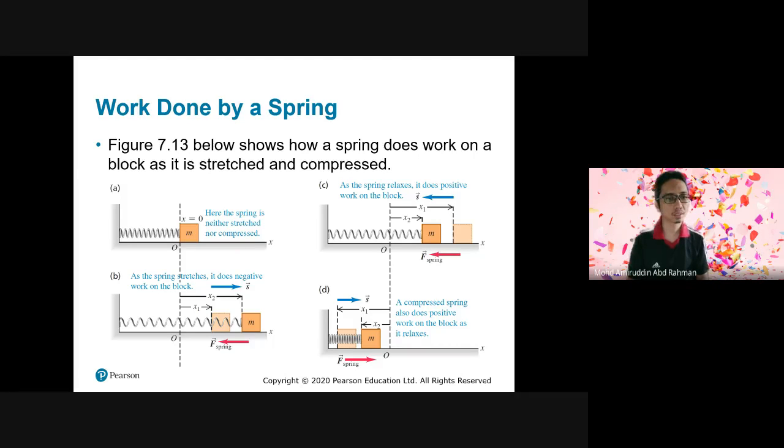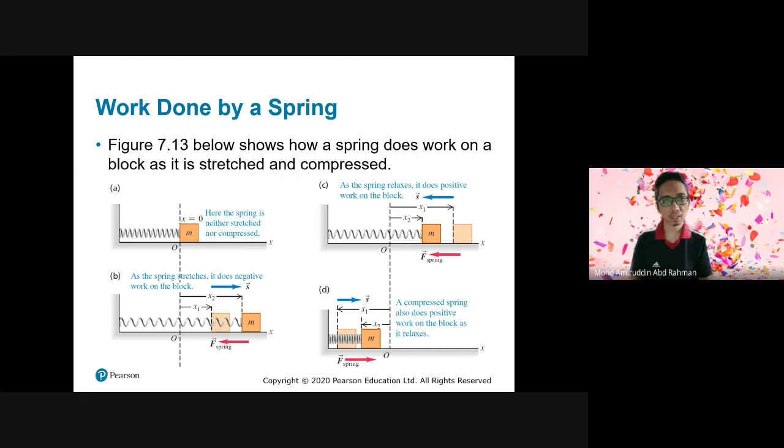We have an example here. This example shows how a spring does work on a block as it is stretched and compressed. So this one is at the normal condition for figure A, not stretched or compressed, and in B, it is stretched. When it is stretched, it does negative work on the block, because the spring force tries to pull back the box, and the displacement is in the positive x direction.